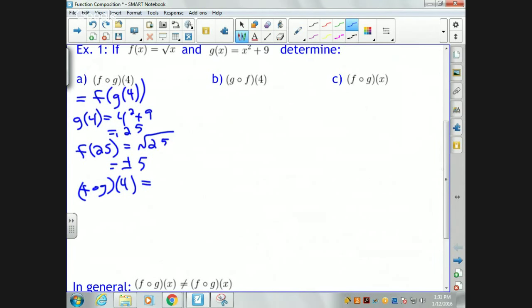We need to take G and evaluate it at 4. So G is, I'm going to leave a little bit of space here because we're going to need it, 4 squared plus 9. And then we need to evaluate F on this. Well, F just means we're going to take the square root of X. Here's where we're going to take the square root. The result is exactly the same. We're going to get the square root of 25, which gives us plus or minus 5.